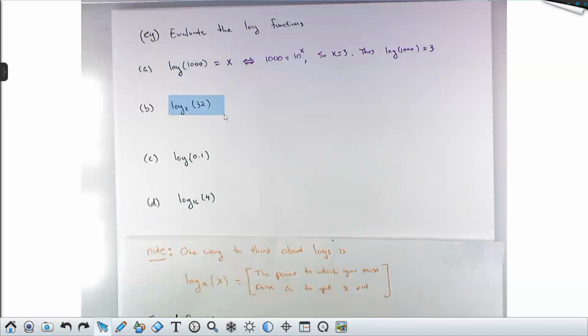Let's try part B. Let's see if we can find the base 2 log of 32. So again, we want to ask what power of the base gives me the inside? What power of 2 is equal to 32?